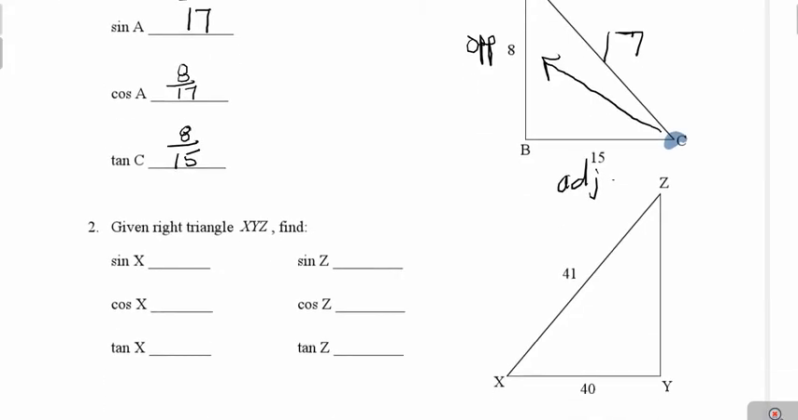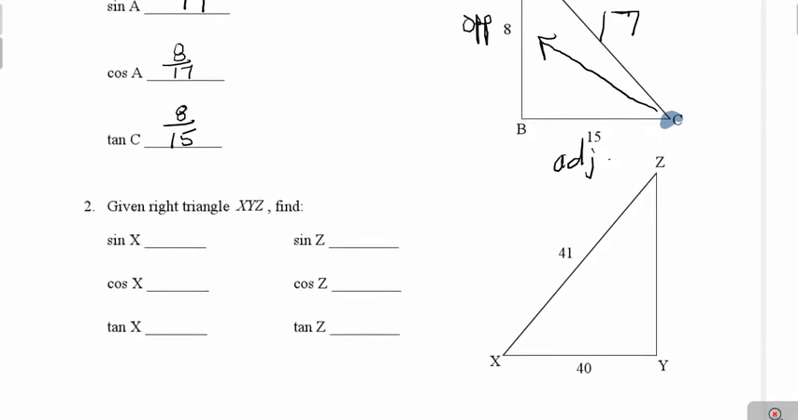Okay, so now I would like you to try example 2, the same exact way we just did example 1. So go ahead and find the sine, cosine, and tangent of the two angles. Notice that we are only looking at angles x and z. We are not looking at angle y, the right angle. We never use trigonometric functions on the right angle. Why do you think that is?